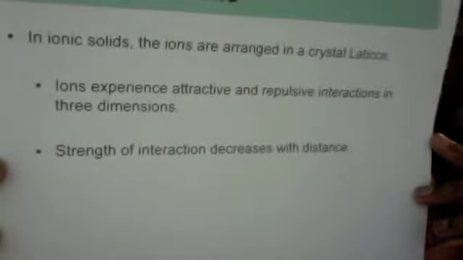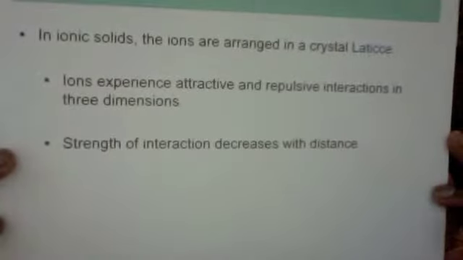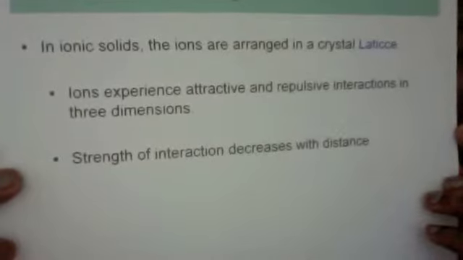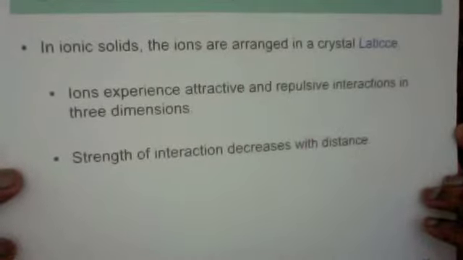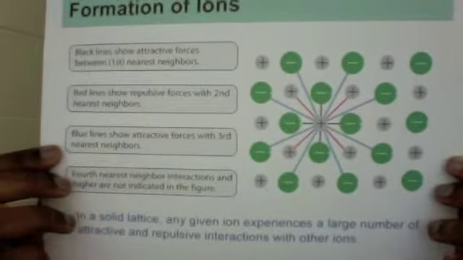To talk a little bit about ionic solids, ions are arranged in crystal lattices. So ions experience attractive and repulsive interactions in 3 dimensions, and the strength of interactions decreases with distance. So those were metals and non-metals. These are actually talking about ionic solids now. So moving on a little more with this chart, here we have more about the formation of ions. In this chart to your right.